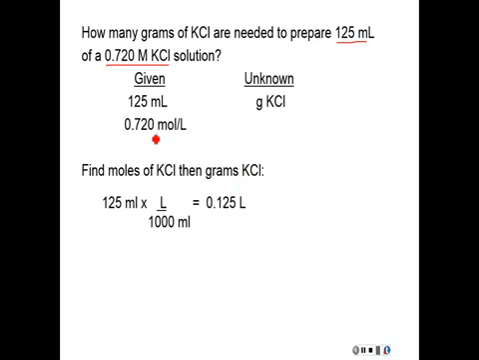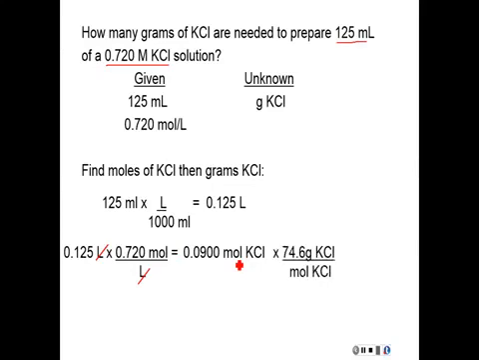Now I can use my molarity here. Remember, this is a conversion factor. So I can take my number of liters and multiply it by moles per liter. The liters will cancel, and I get 0.0900 moles of KCl. I don't want to round that number off because I'm going to use it in the next step. Once I have the moles of KCl, I can multiply by its molar mass, which is 74.6 grams per mole. And that will give me my answer in grams, and I get 6.71 grams. So the molar mass of KCl is, of course, the atomic mass of K plus Cl.